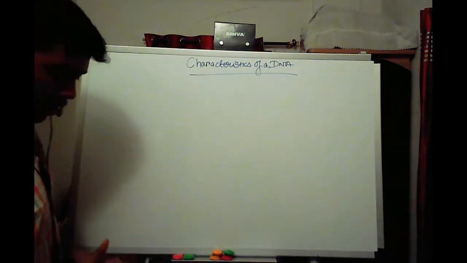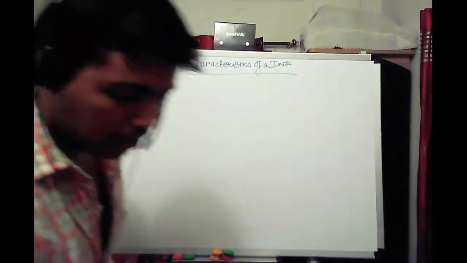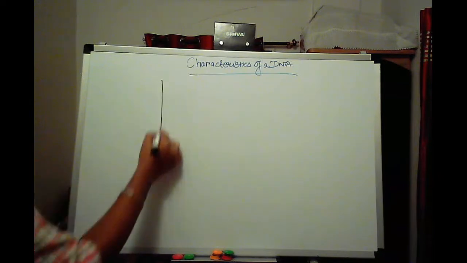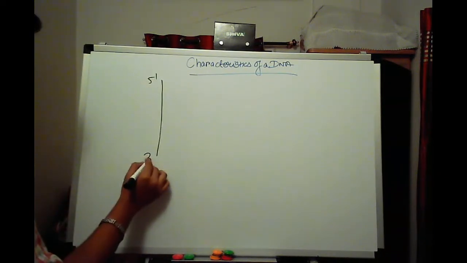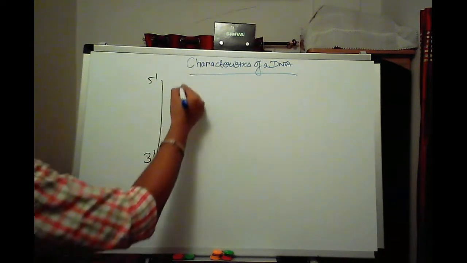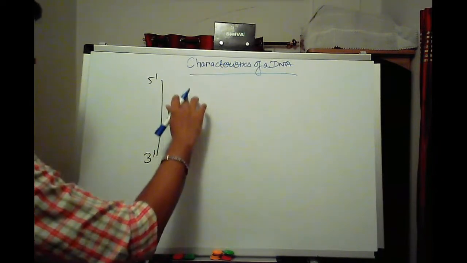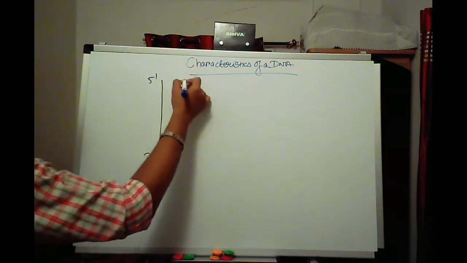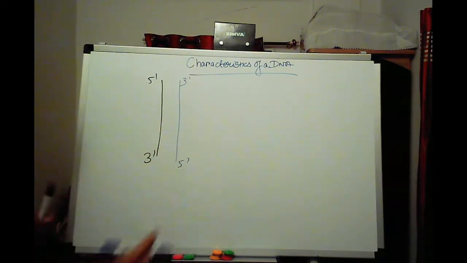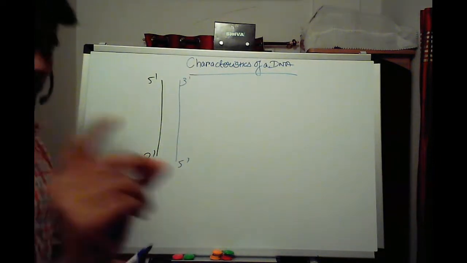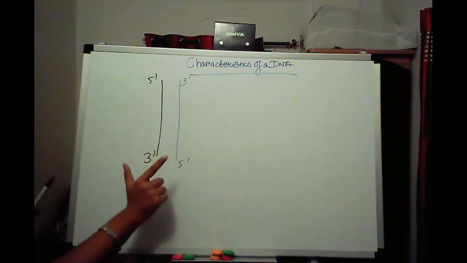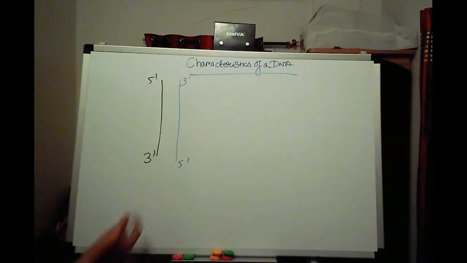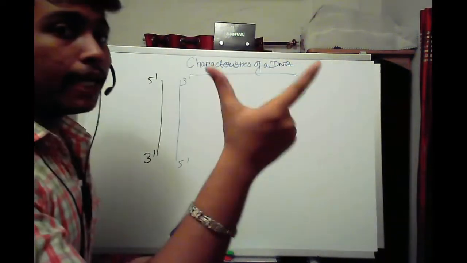Okay, now let's focus on DNA. I'll be using two colors to define the strands properly. Let this one be the 5' to 3' strand, and this one, the anti-parallel one, be 3' to 5'. The strands are always inverted in the right-handed fashion.